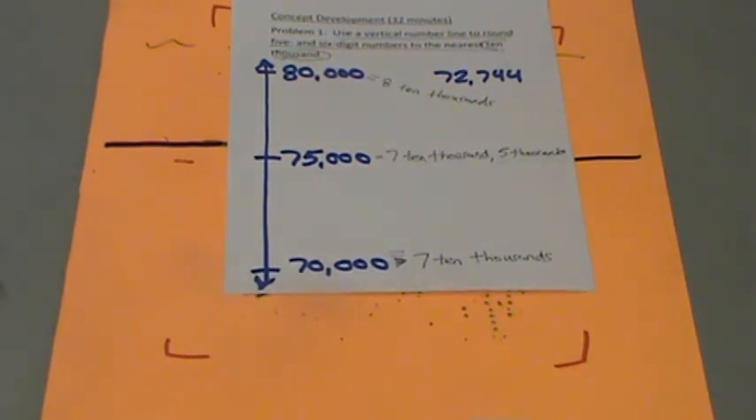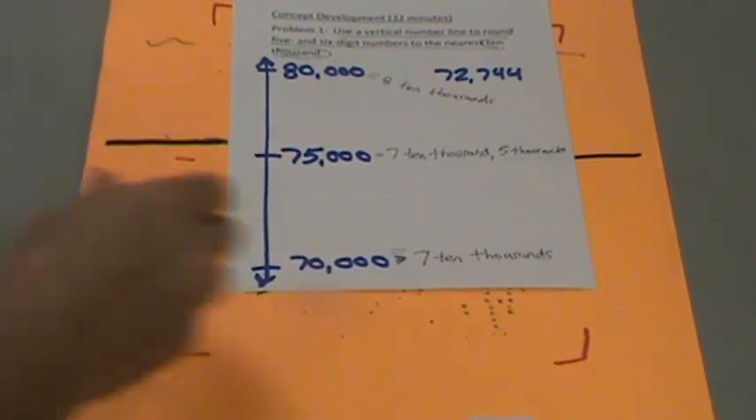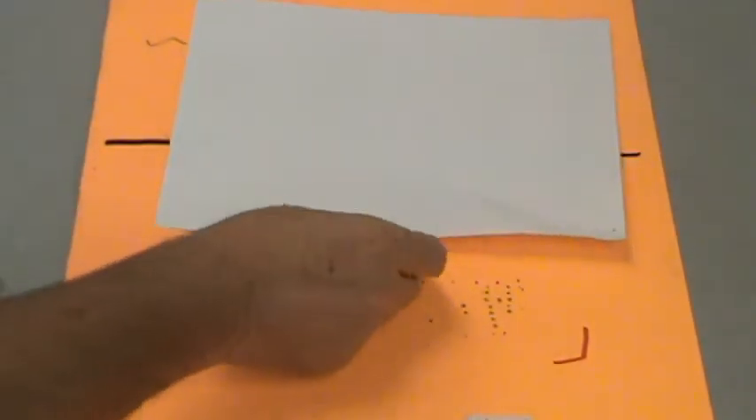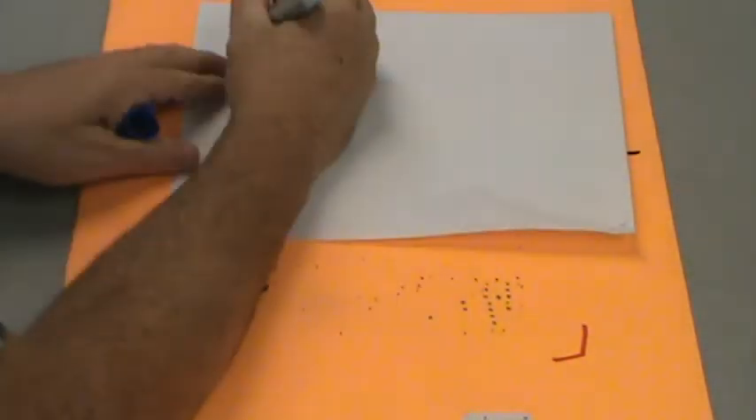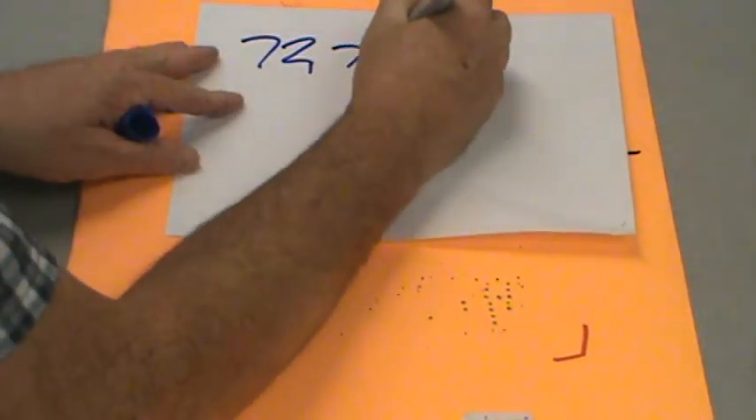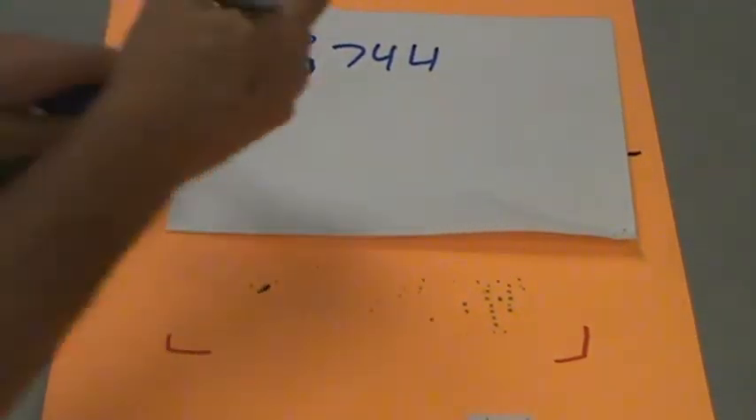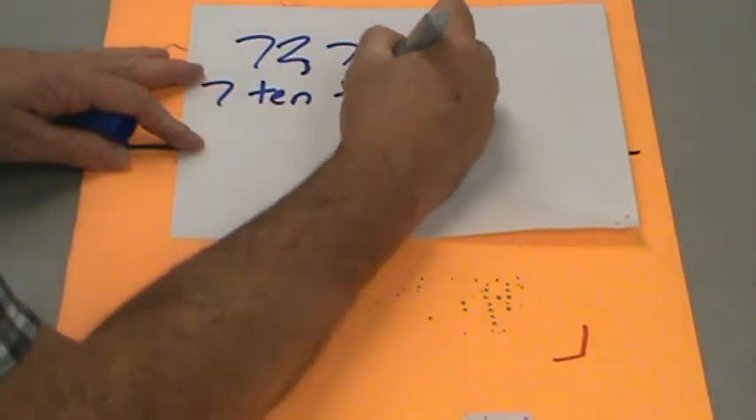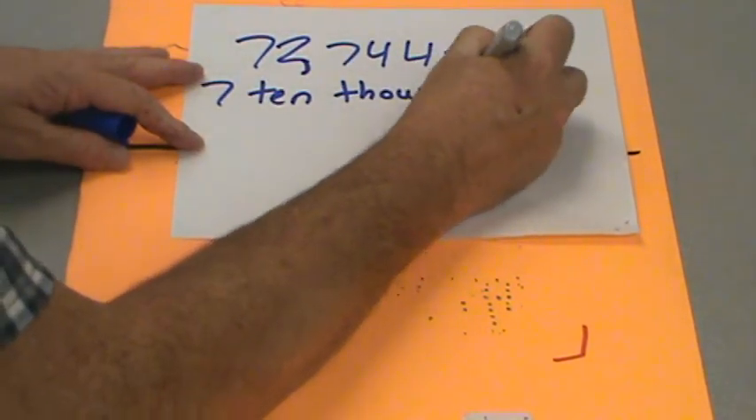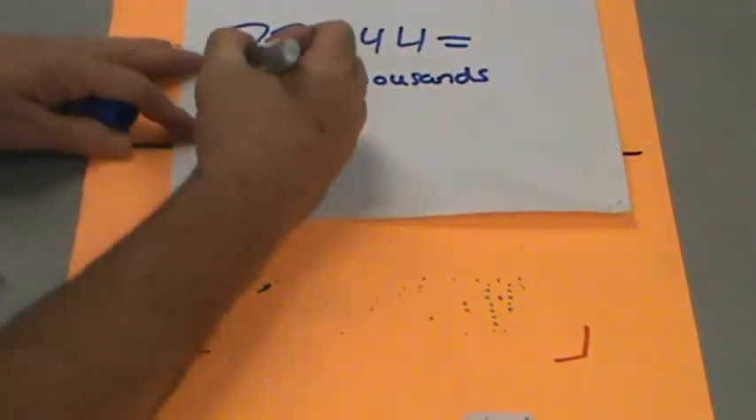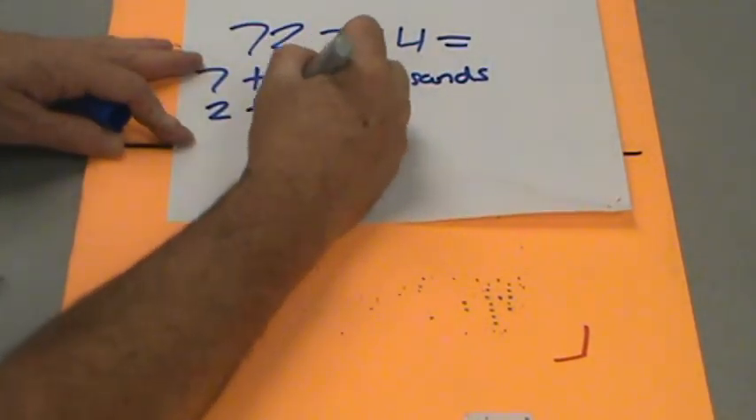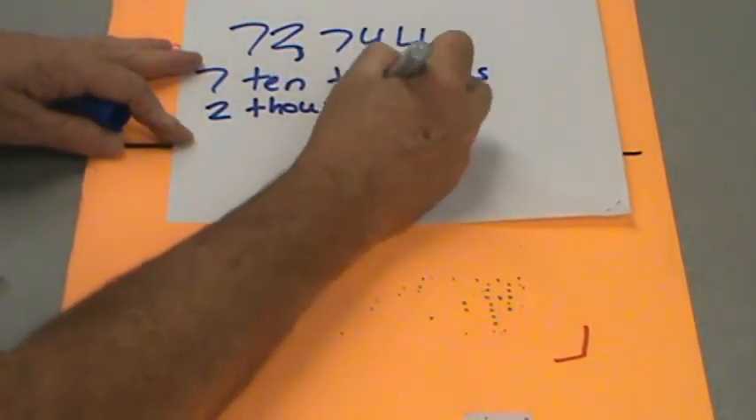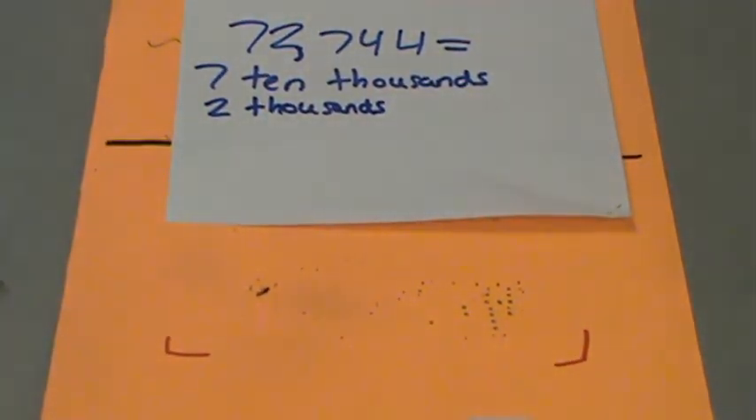So let's just think about the number 72,744. Don't write this down. 72,744. That's kind of a silly comma, but there we go. So what do we have here? We have 7 10,000s, right? How many thousands do we have? We have 2. All right, so 7 10,000s and 2,000s.